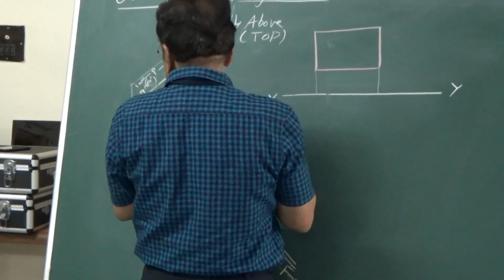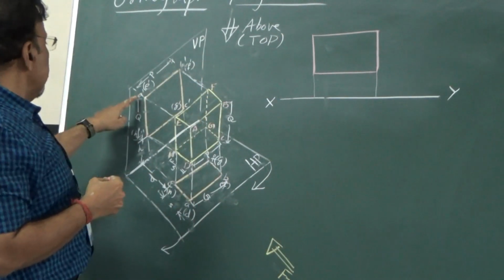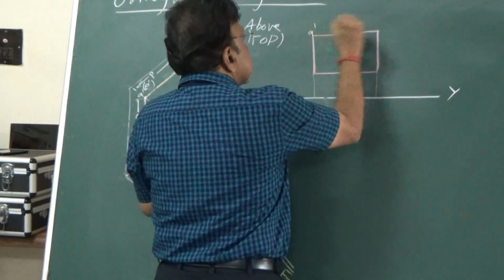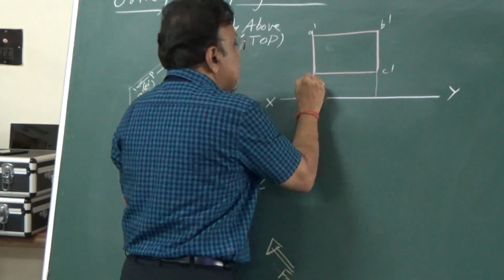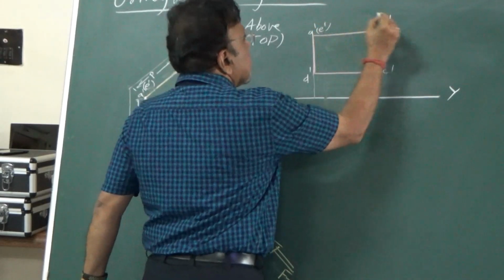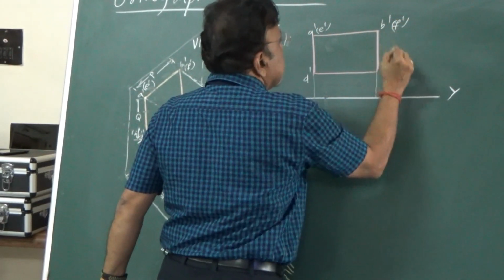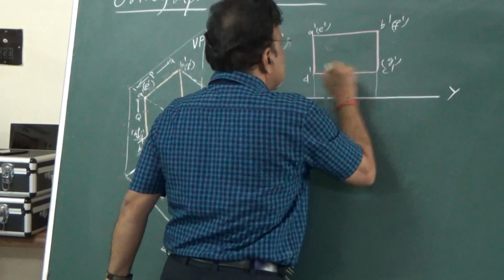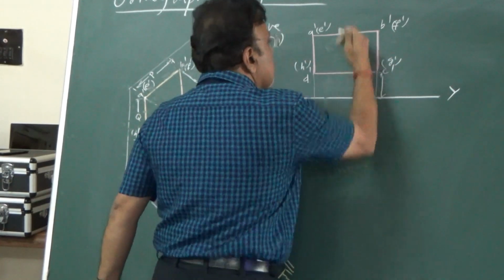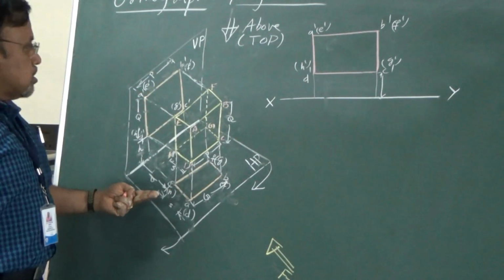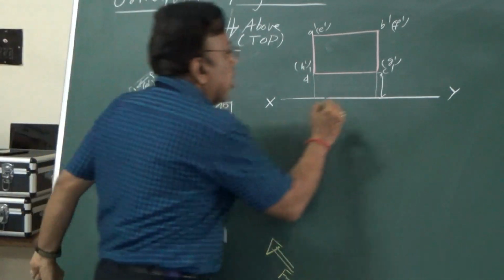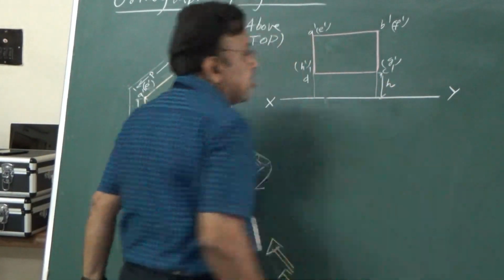I'm just going to write on this, so what are the points here? I have written A, B, C, D. The same thing I will write there, that is, I will get A dash, B dash, C dash, D dash. And behind this rectangle, we have E dash, F dash, G dash, H dash. And this distance, how much? This rectangle is above HP by what distance? By h distance. So I can say this distance is h.